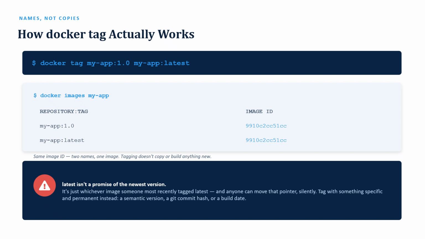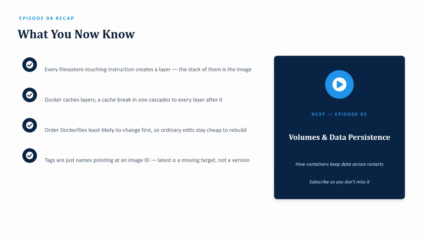Let's recap. A layer is created by every file-system-touching instruction. Docker caches layers and reuses them when nothing changed, and a cache break in one layer cascades to every layer after it, which is why instruction order matters. Tags, meanwhile, are just names pointing at an image ID. Cheap to create, easy to move, and only as trustworthy as the discipline behind how you assign them. That's episode 4. You now know what's inside an image, how instruction order affects caching, and how tags actually work.